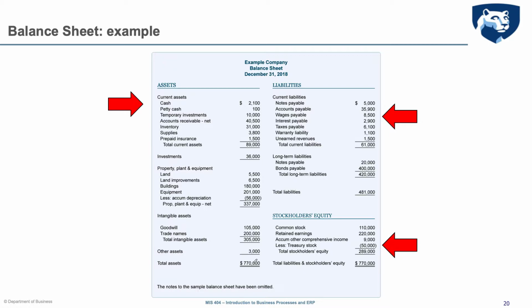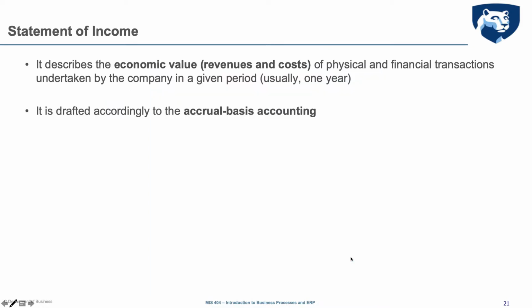You should already know, and I will recall it in a minute, that there is an equation in the balance sheet, which is that the total assets in any period of time always equal the total liabilities and stockholder equity. The second important document is instead the statement of income.